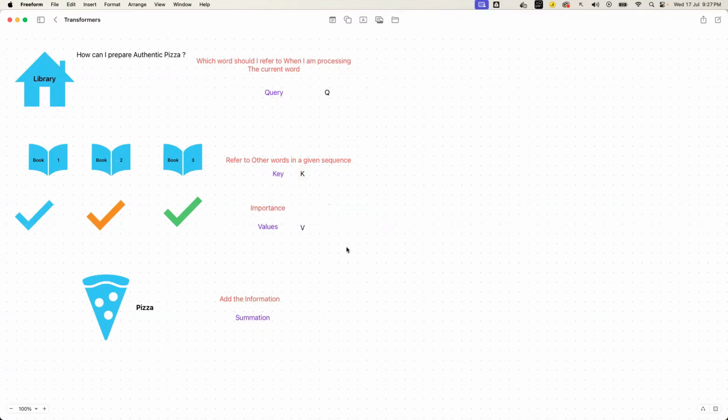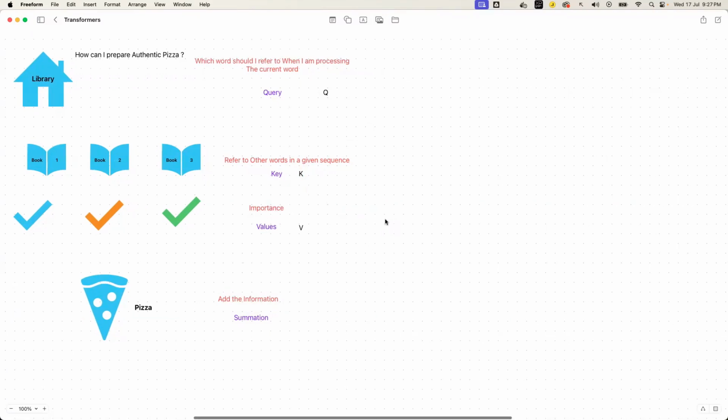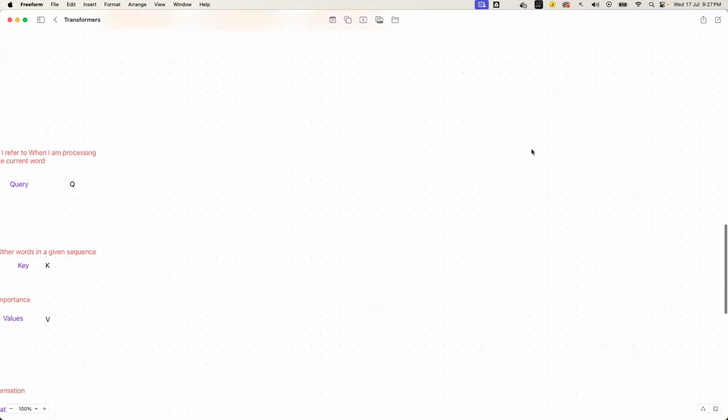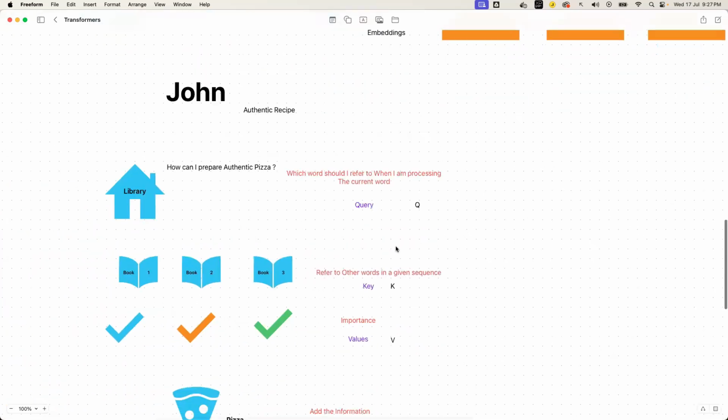Okay, the query, key, and value are basically the key components of the self-attention layer of this transformer architecture. Now, let me tell you how it happens mathematically. You have learned the story at a very high level. Now, just be with me. I'll show you in a quick and simple way how it actually works together.